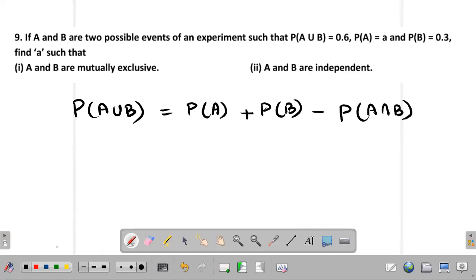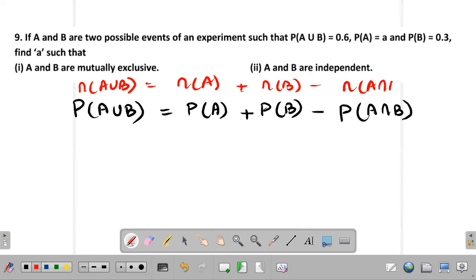This is in line with the small equation we learned sometime long back, that is n of A union B. I hope you all remember n of A union B. It is equal to n of A plus n of B minus n of A intersection B. So this is an extension to what we just saw: P of A union B is P of A plus P of B minus P of A intersection B. Make a note of that.